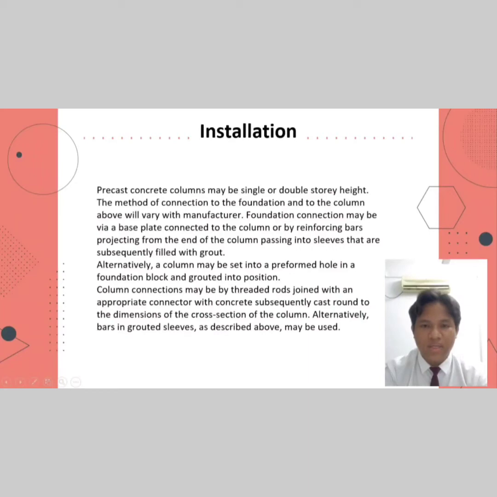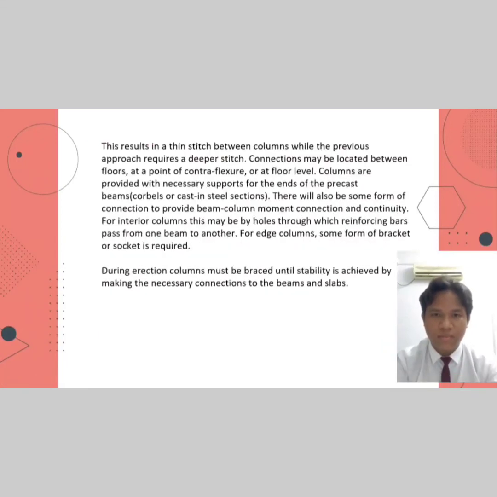Column connections may be by threaded rods joined with an appropriate connector, with concrete subsequently cast round to the dimension of the cross-section of the column. Alternatively, bars in grouted sleeve, as described above, may be used. This results in a thin stitch between columns, while the previous approach requires a deeper stitch. Connections may be located between floors, at a point of contraflexure, or at a floor level.